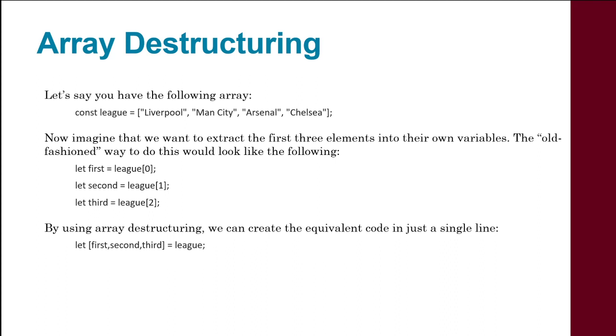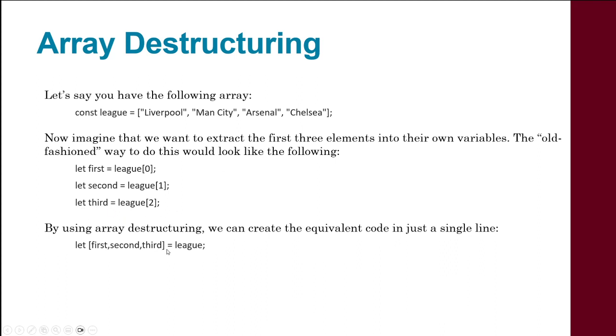So, if you're wanting to set variables to the values of that array, what you had to do was explicitly set it to the index of that array. So that's the example here. So let first equal the league at index 0, which would be Liverpool. Let second equal league at index 1, which would be Manchester. Let third, blah, blah, blah.